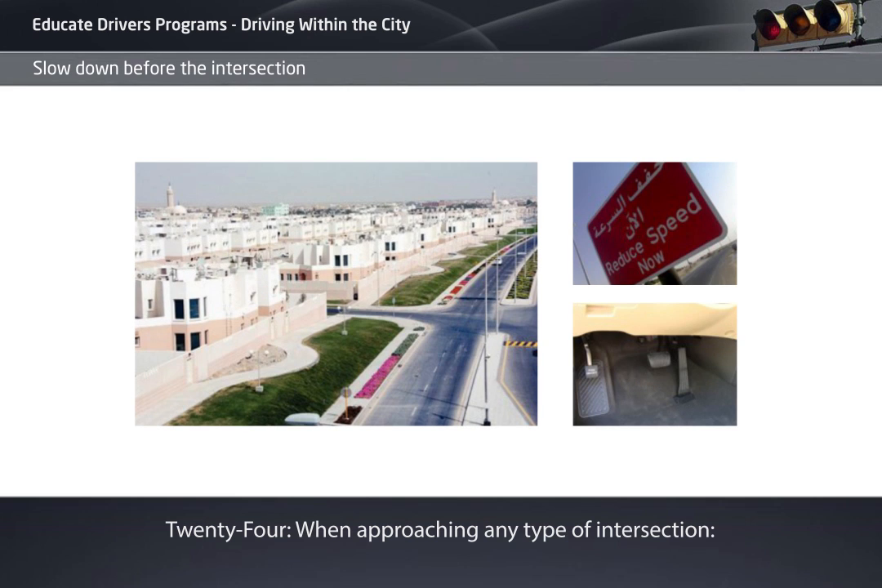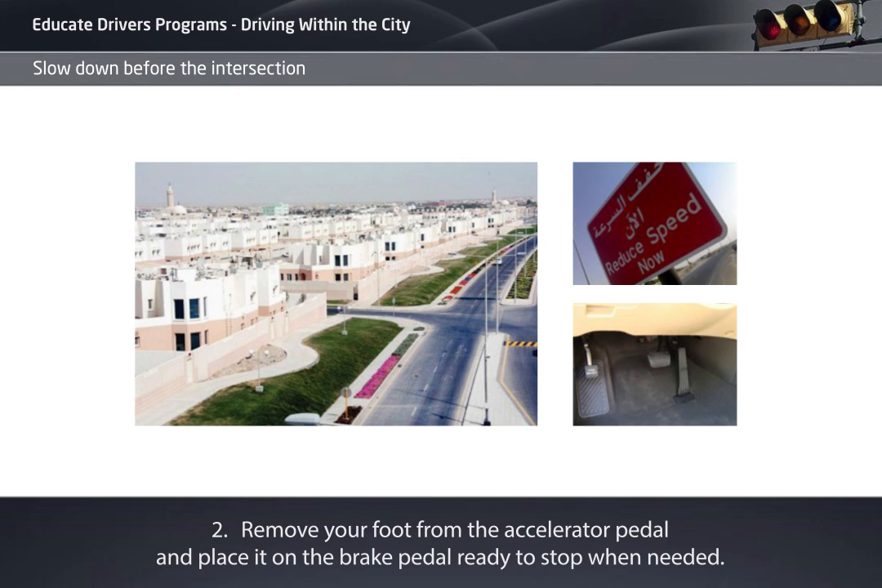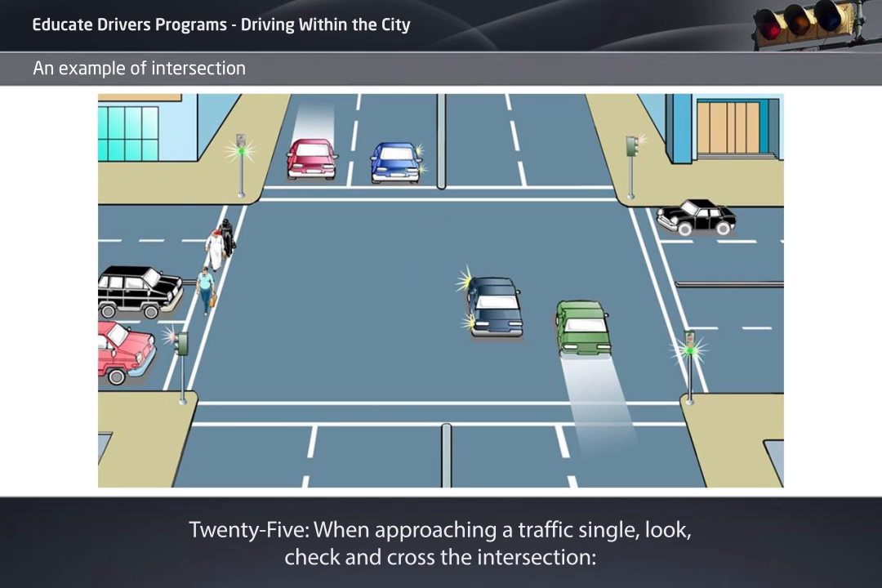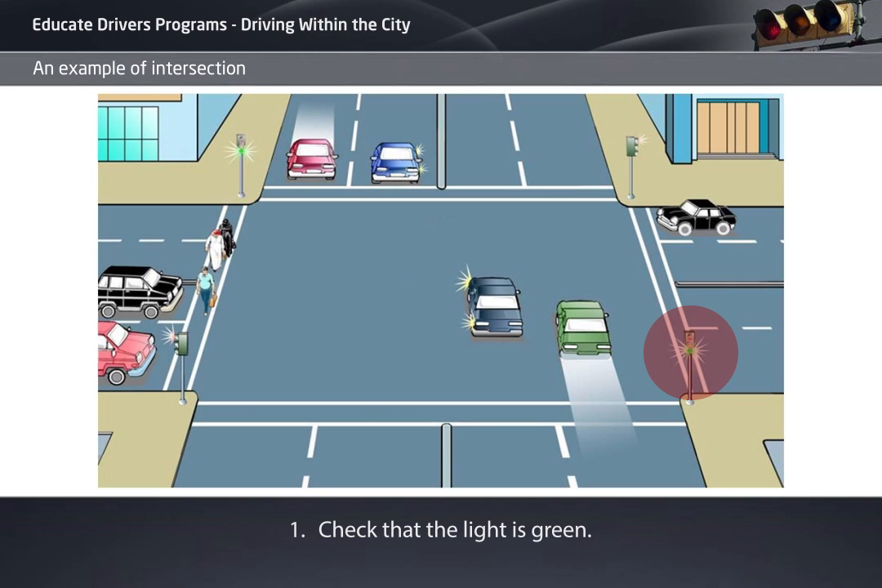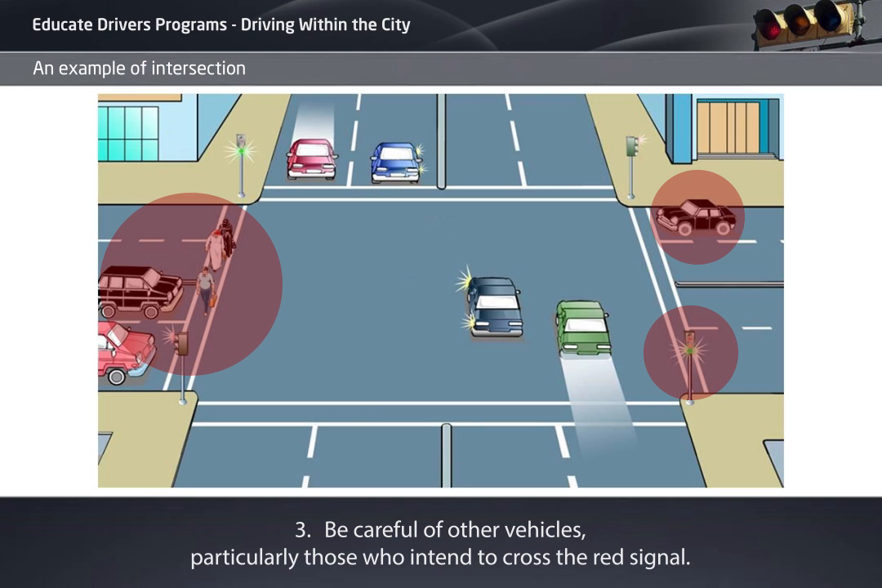When approaching any type of intersection, 1. Reduce your speed. 2. Remove your foot from the accelerator pedal and place it on the brake pedal, ready to stop when needed. 25th. When approaching a traffic signal, look, check and cross the intersection. 1. Check that the light is green. 2. Check that the way is free of pedestrians. 3. Be careful of other vehicles, particularly those who intend to cross the red signal.